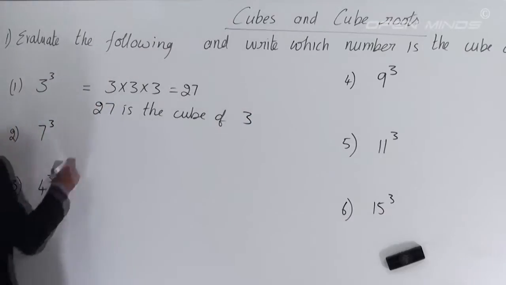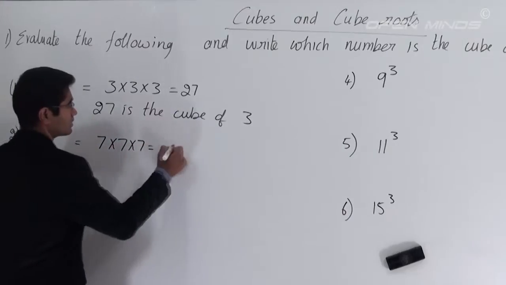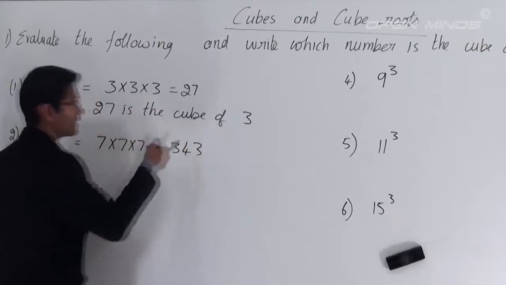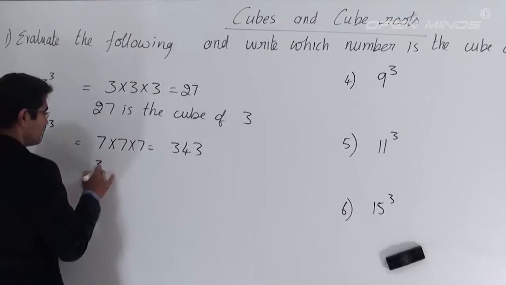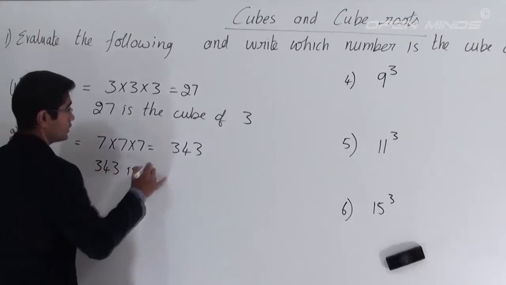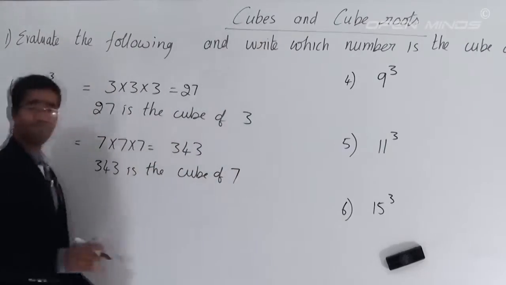Let's go with this one. I can write 7 cube as 7 times 7 times 7. That's 343. You can get that. Now, how do you write this? I can write 343 is the cube of 7. That's all about it.